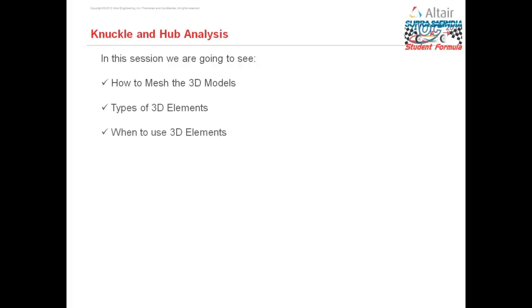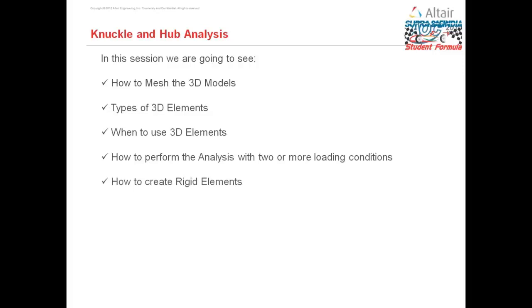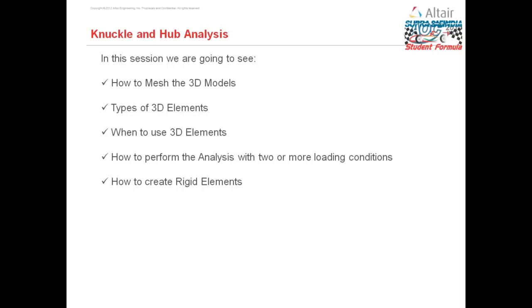So let's start today's session where I am going to show you how you can perform the analysis on knuckle and hub, or you can say upright as well as on the hub. In this session, you are going to see how to do 3D meshing on the models, the types of 3D elements, when to use 3D elements, how to perform the analysis with 2 or more loading conditions, and how to create rigid elements. These are the things we are going to see in today's session.